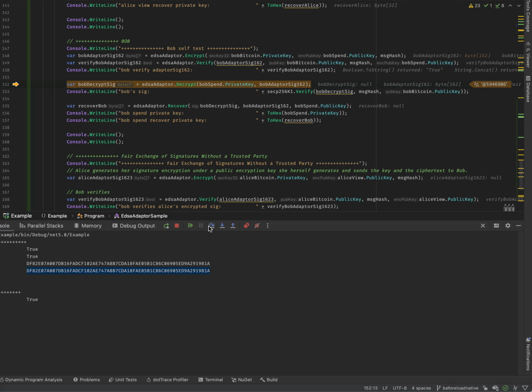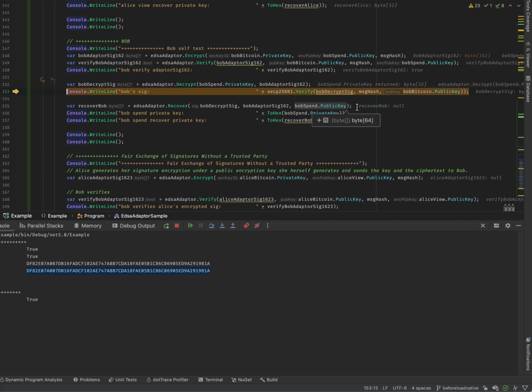Because that is true, he will then decrypt it with his spend private key, using his adapter and producing a valid signature, which means that Bob actually signed it using the adapter signature, and there's no other way of producing the signature other than going through these steps, so Bob controls the private key to this public key, right?